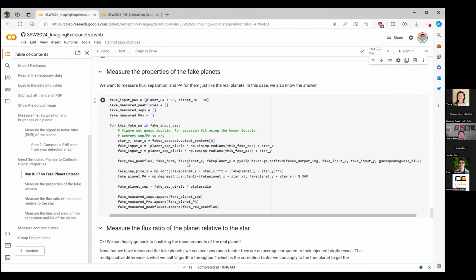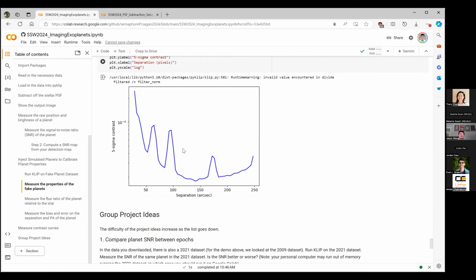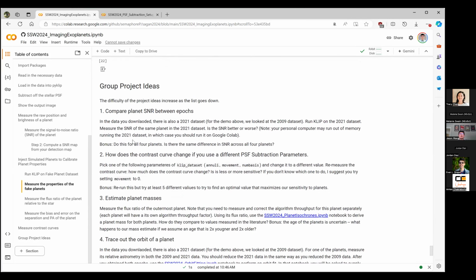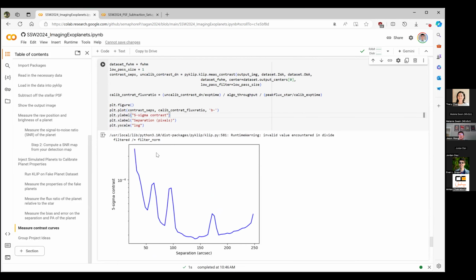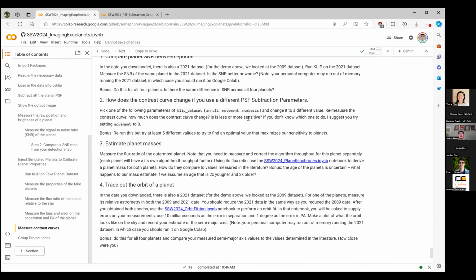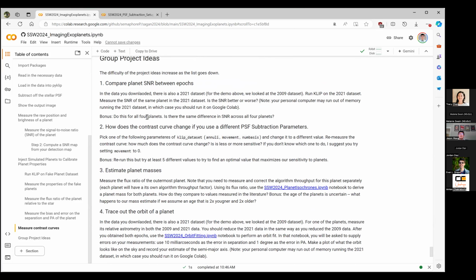They have to remeasure the properties of the fake planets. They can skip the next two and then just go straight to the contrast curve and update the contrast curve. So in the end, they should have 2 contrast curves plotted on top of each other and see which one is better than the other. So that's the second project.